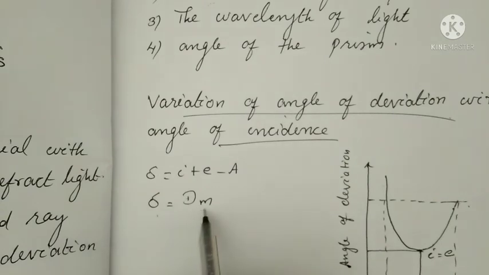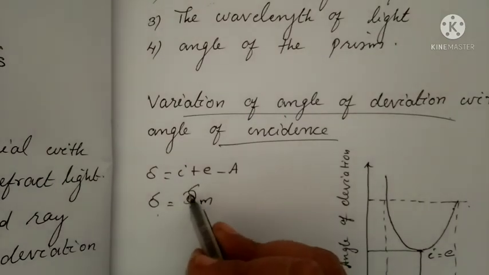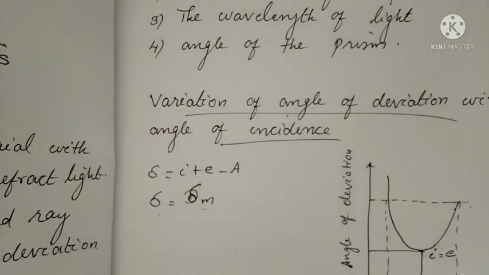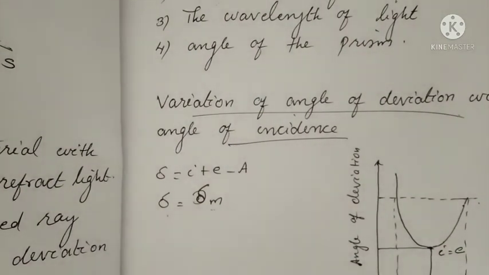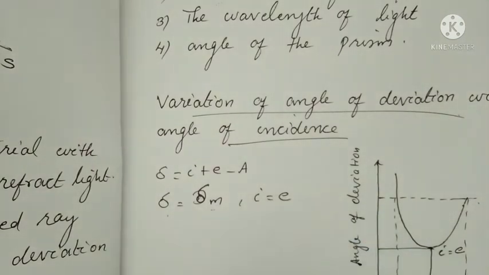So when delta becomes minimum deviation, that is dm, or we can write delta m. Okay, both are correct. So when delta becomes delta m, minimum deviation, you can write I equal to what? I equal to E. So in this case, what are R1 and R2?